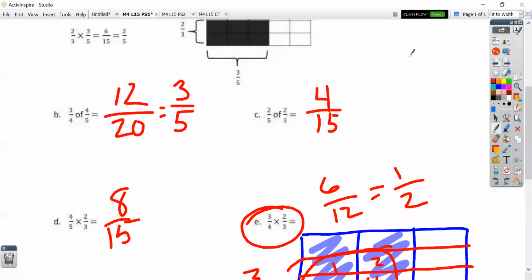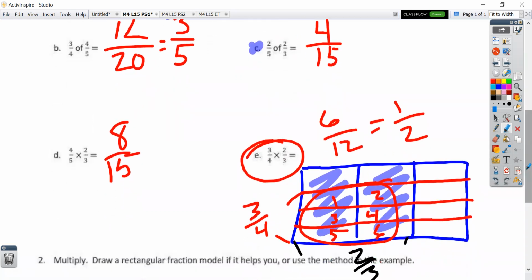All right, I just showed the answers. I'm not showing the model, but you'll notice I could divide on B, I could divide by 4, both to the top and the bottom, and we were able to get 3/5. 4/15 for C, that is as simple as it gets. I can't divide 4 into 15. I also can't divide 2 into 15. Same thing's true for D, 8/15. That's as simple as it gets. I cannot divide 8, 4, or 2 into 15 evenly.